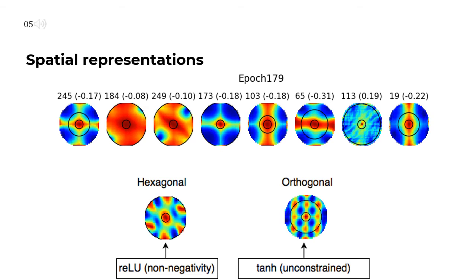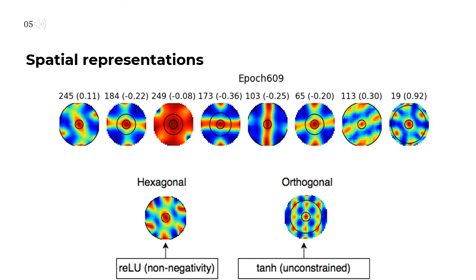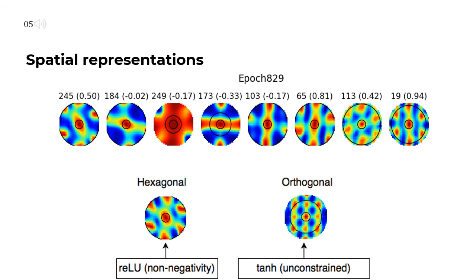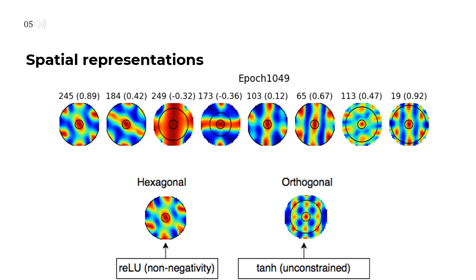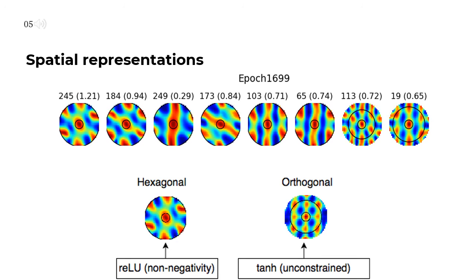Here is the evolution of the grid-like representation during the 2000 epochs of training. We can see the two patterns previously mentioned, first orthogonal, then hexagonal. This experiment allowed us to confirm that grid cells provide a symmetric spatial representation of the environment.